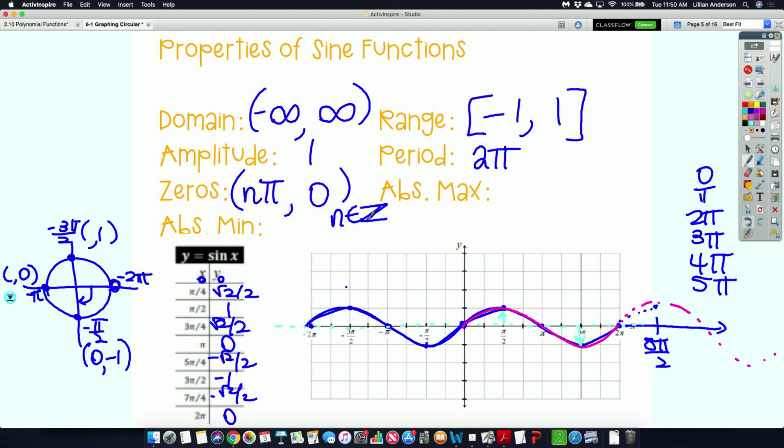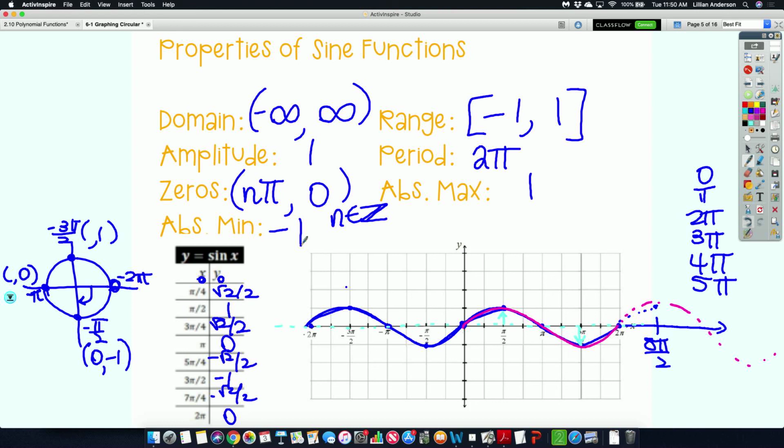ABS max and ABS min mean absolute max, absolute min, which you really don't have here because there is no absolute highest or absolute lowest point. They're really more like local. But what's the highest this graph goes? 1. And what's the lowest? -1. There you go. Those are your different properties of sine. Rough this time around, but I know the next time will be a lot smoother when we do this again.